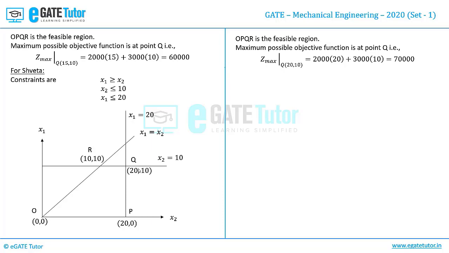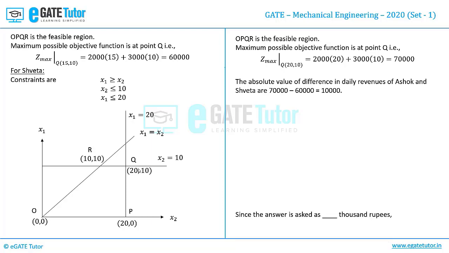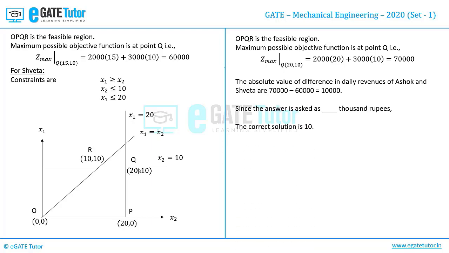Finally we need to calculate the absolute value of difference in the daily revenues of Ashok and Shweta. That gives us 10,000. But the answer was asked in thousands of rupees, so the correct solution is 10. The answer range is 9.99 to 10.10.